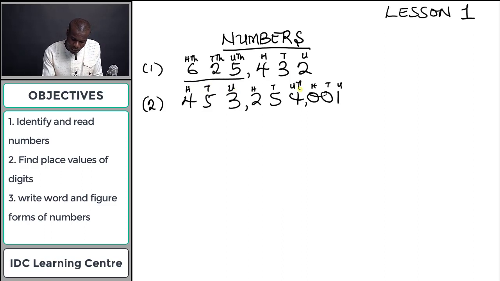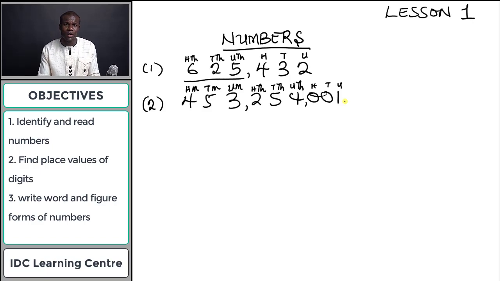Now this is unit, 1000. Okay, this is 10,000. This is 100,000. After 1000 you have million. So this is unit million, 10 million, and 100 million. Now I've grouped them. It's going to be very easy for me to read the number. Let's read this together. This is 453,254,001. Alright, that is all you need to know when it comes to identifying and reading numbers.